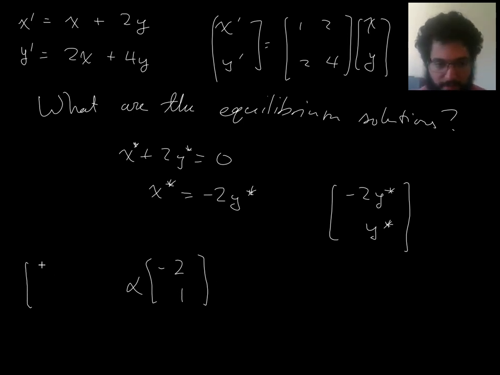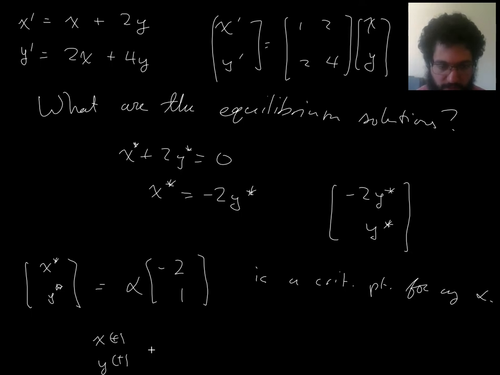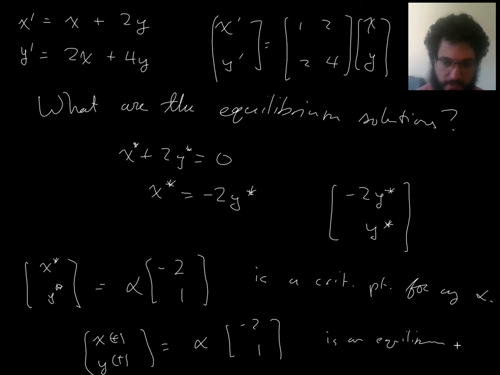So here's my answer: x star, y star equals this is a critical point for any choice of real number alpha. So here's an equilibrium solution, x of t, y of t equals just this constant, no time involved on the right-hand side. So there are many equilibrium solutions.